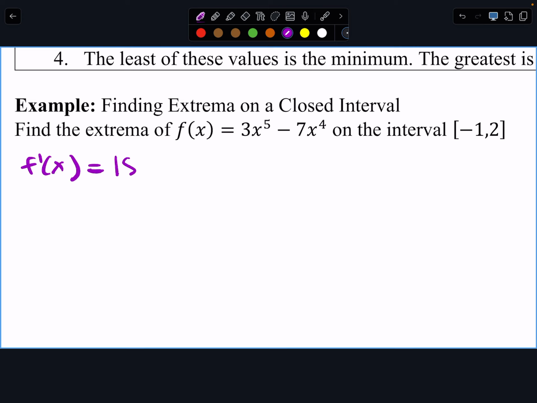Okay, power rule. 15x to the 4th, what is that? Minus 28x cubed. Now, will f prime ever be undefined? No, because the derivative of a polynomial is a polynomial, right? So same thing goes, we know this is a smooth continuous curve. So now we can just think about setting f prime equal to 0.